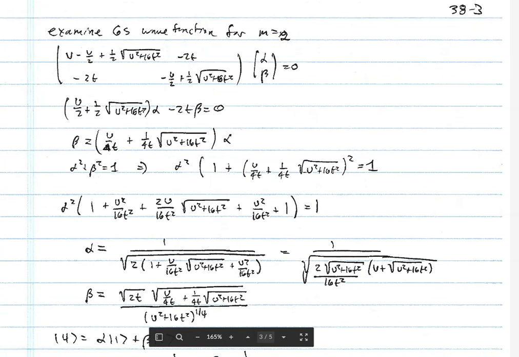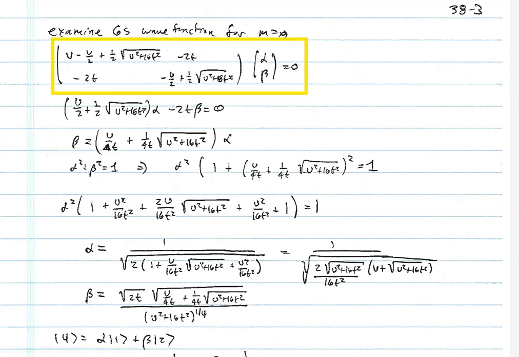Okay, let's now look at the ground state wave function for m equals 2. So I have to go back and plug into that equation. We plug in what the energy eigenvalue is. We're thinking about U greater than 0. So we're looking at the energy is U over 2 minus 1/2 the square root of U squared plus 16t squared. We plug in that energy eigenvalue.